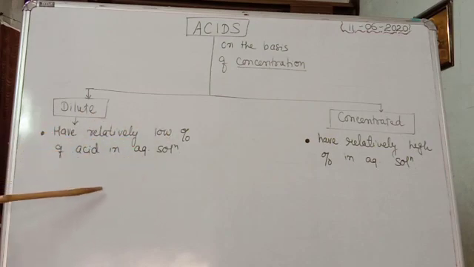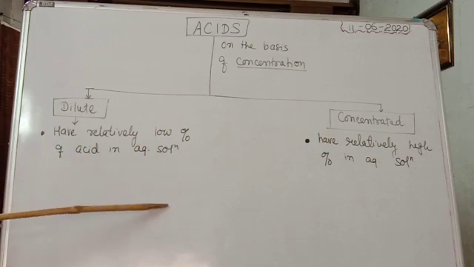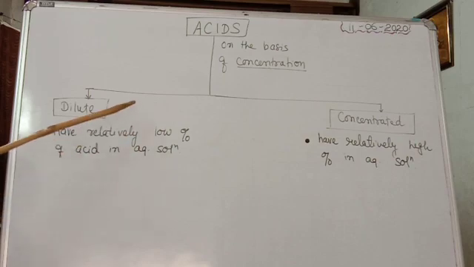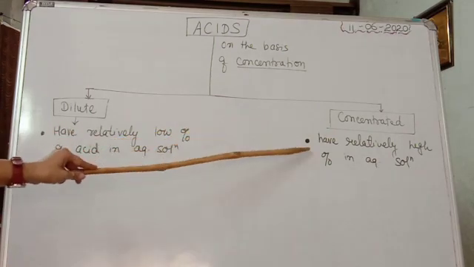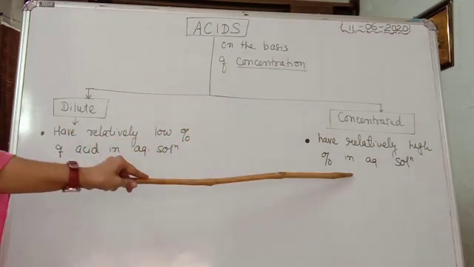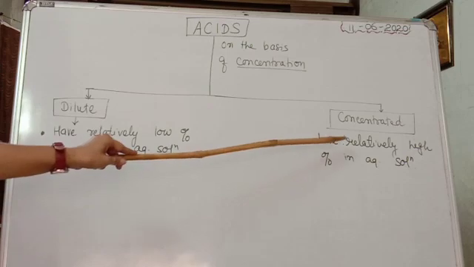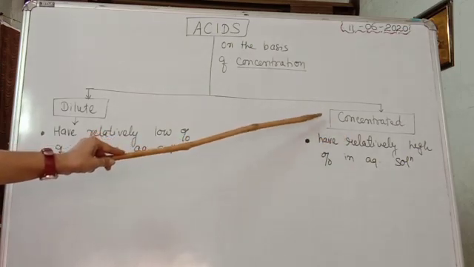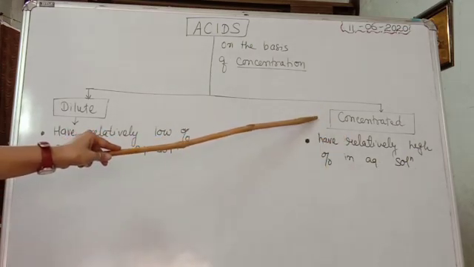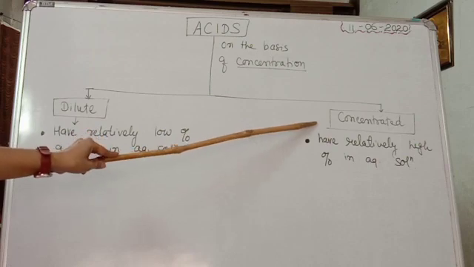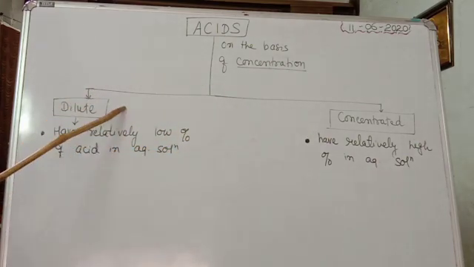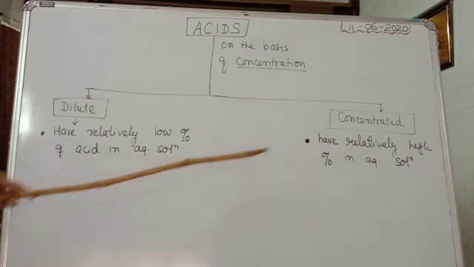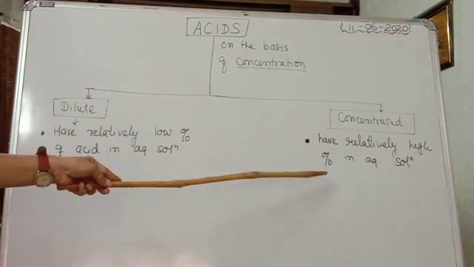If I take the percentage of water and acid, it may be 10% acid and 90% water, and that solution we say is dilute. Let us go for concentrated. Concentrated acids have a relatively high percentage of acid in aqueous solution. You have to take a lot of care when doing experiments with them. Most dilute acids are in our laboratory, and concentrated ones in big industries.